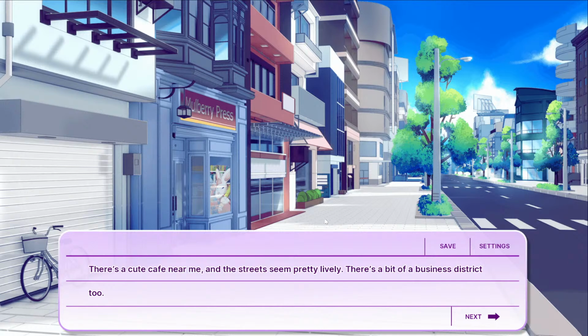Okay. Cute cafe near me. Is this the cute cafe? Streets seem pretty lively. You sure? There's nobody around. There's a bit of business district too. Show lively and there's no people on the street. Even just put some random background characters that are like black shapes or shadowy figures or whatever.